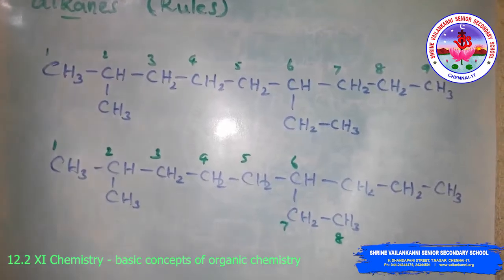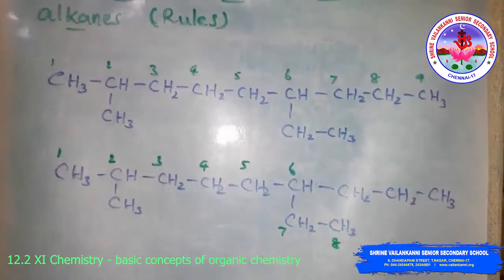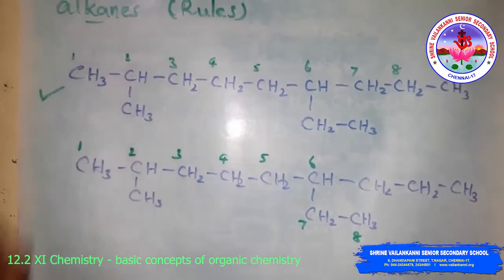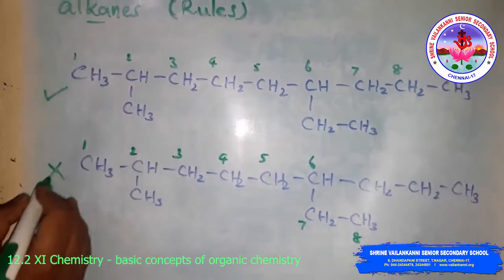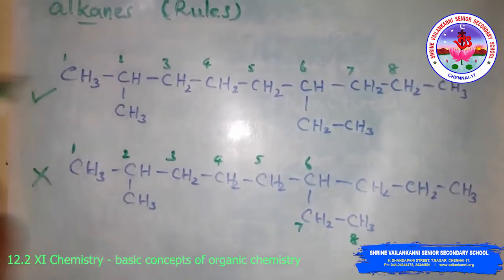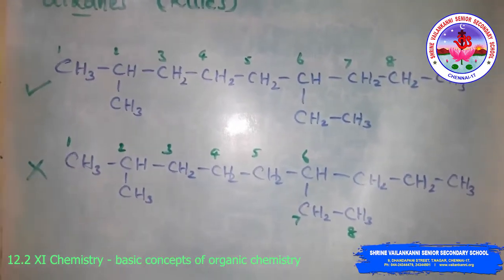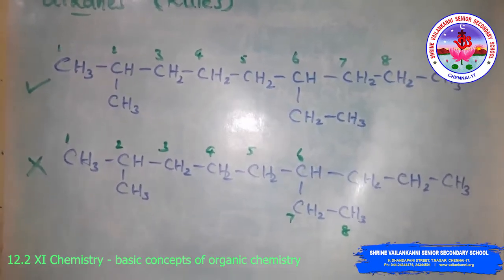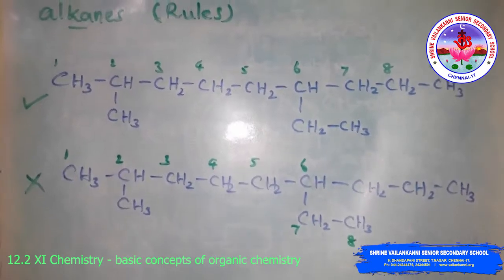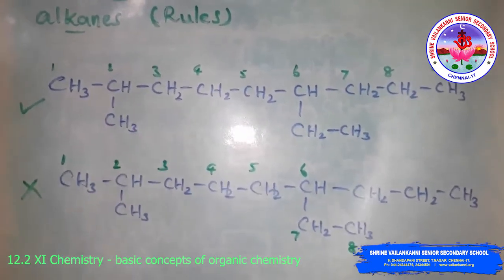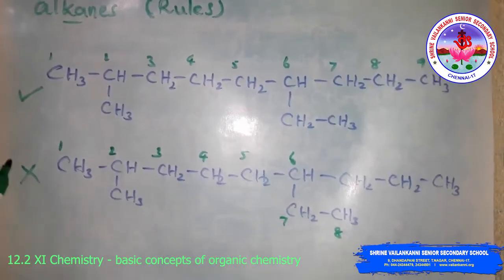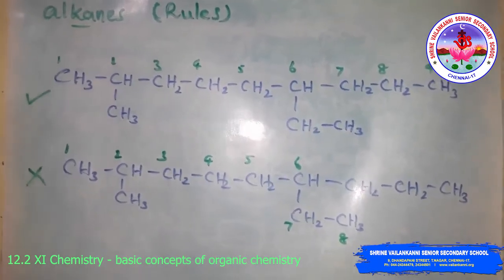See here, the 9 carbon chain is the longest chain, not the 8 carbon. So the first one is the correct root. The second one is the wrong root. So the first one is the correct method of choosing the parent chain. Remember that you have to choose the longest carbon chain. That is the first rule. So here the first one is correct. The second is only 8, so it is not a correct parent chain.